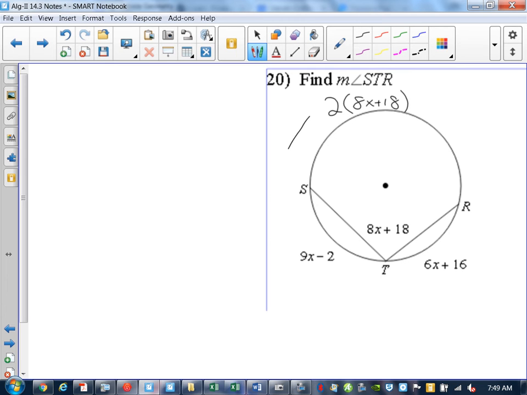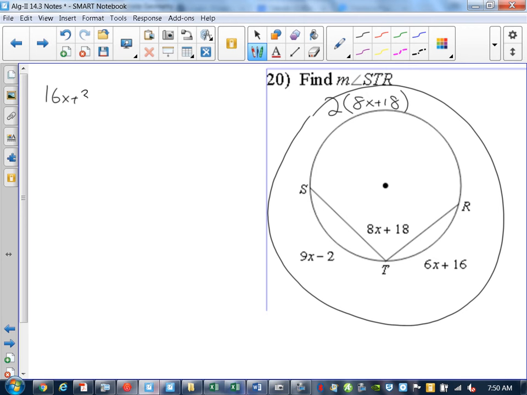And then I have how many degrees to get around? 360. So we get, I'm going to distribute out right away. I'm going to get 16x plus 36 plus 9x minus 2 plus 6x plus 16 equaling 360. Combine like terms. So you have 16 and 9 is 25. 25 and 6 then is 31. That takes care of all of my variables.